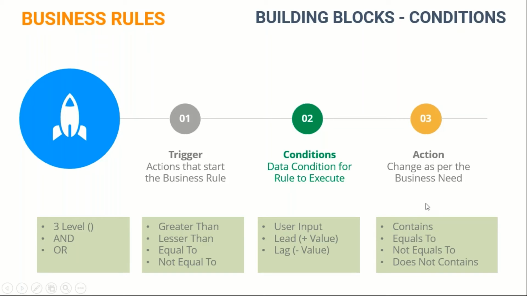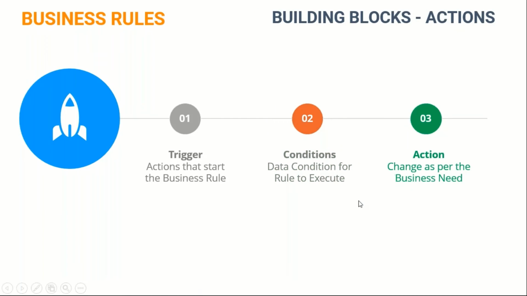So maybe you have a defect or an item which is going to contain the name of a customer. So you can build a rule that is going to cater to specific customer defects and ensure that it is getting updated as per the business need. So this kind of conditions will also come in handy at that time.